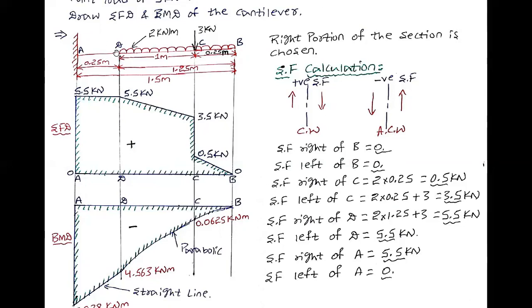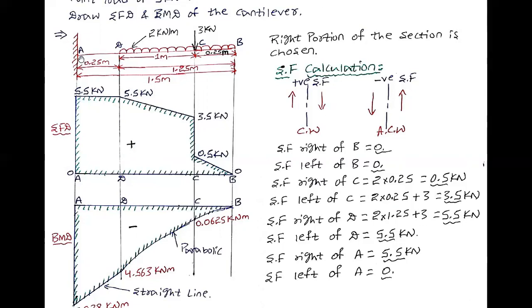Now, shear force left of D. I have taken left of D, which means the same load will be acting, UDL and point load. UDL is 2 into 1.25. It will be acting at the CG in clockwise direction. Take it as positive. And 3 kilonewton is there in clockwise direction. In total, you will get 5.5 kilonewton.